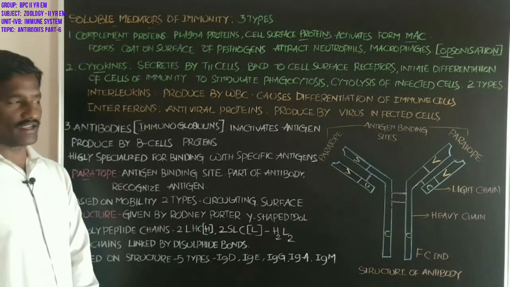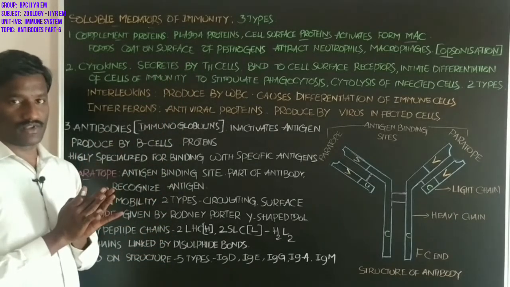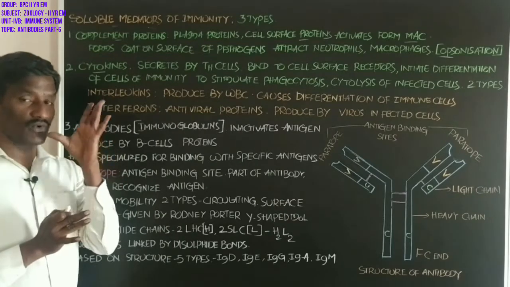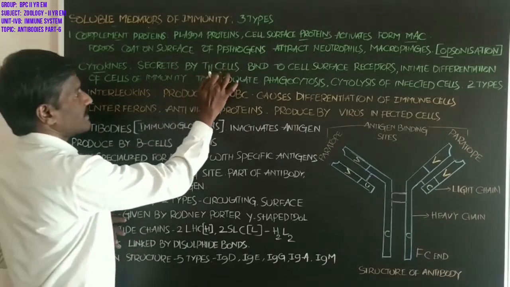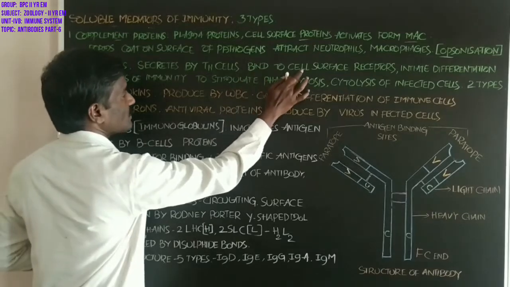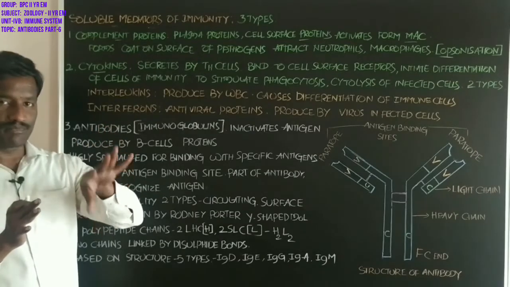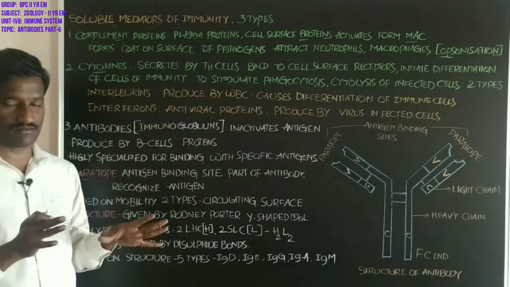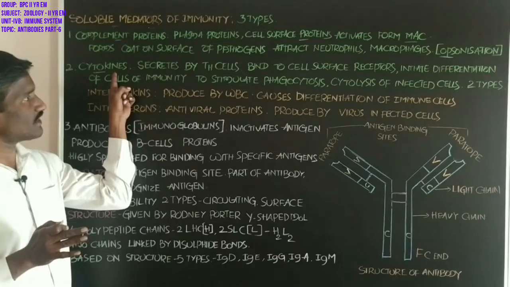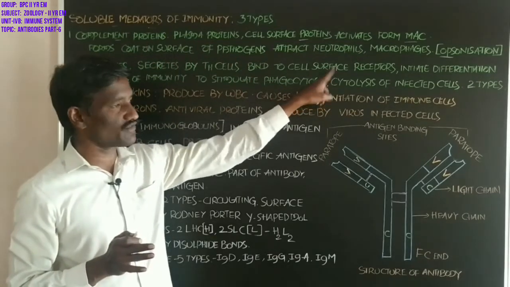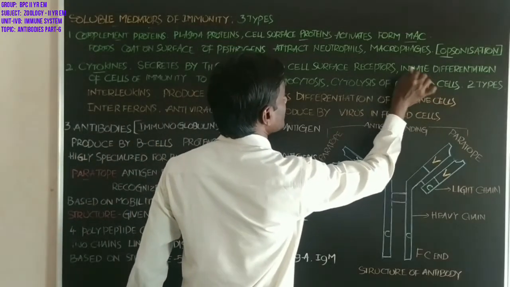Next, students, the second one is cytokines. What about the cytokines? Cytokines are secreted by T helper cells. These are simple soluble proteins present in the body fluids. Cytokines secreted by T helper cells bind to cell surface receptors, and initiate a response.